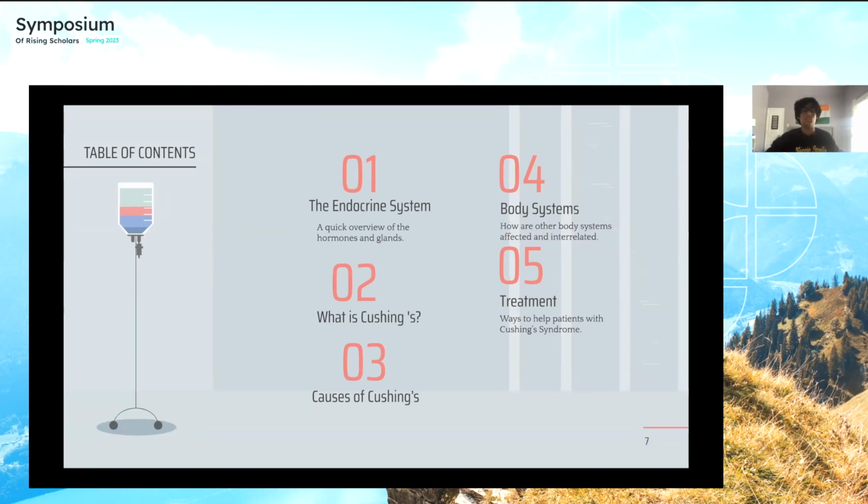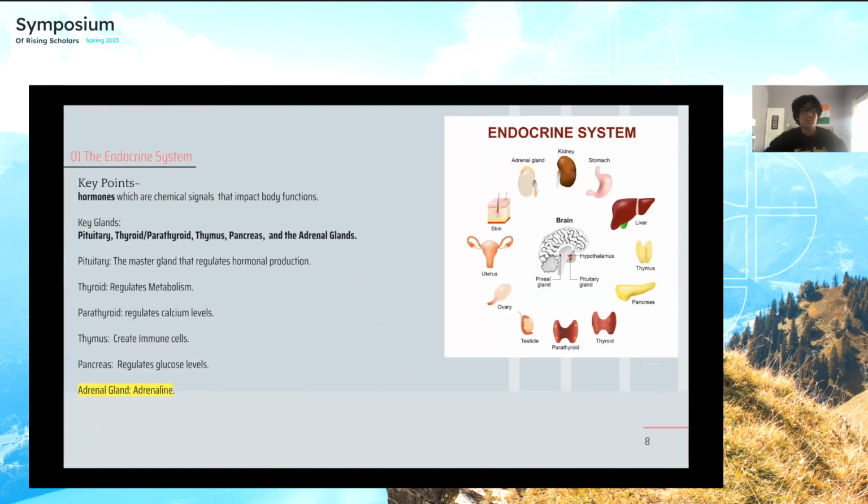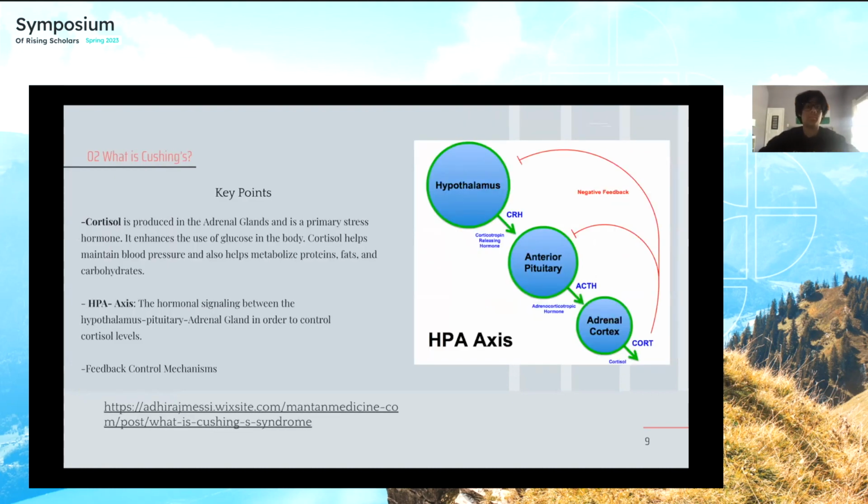Now I'm going to get into more detail about each one. For the first one, I talked about an overview of the endocrine system. I don't want to spend too much time on it, but I did highlight the adrenal gland there. The adrenal gland is the most important gland when we consider Cushing syndrome, because it is where cortisol is produced.